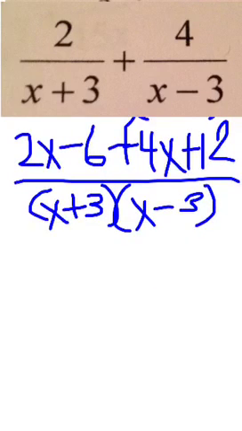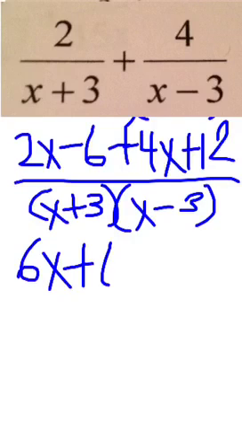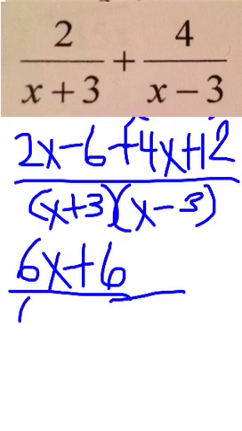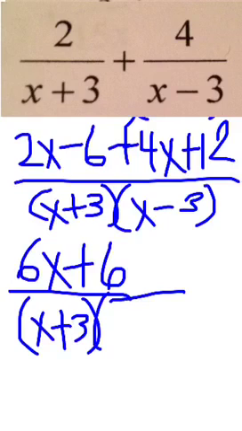Now we can combine like terms. So we have up top 6x plus 6 all over the common denominator x plus 3 times x minus 3.